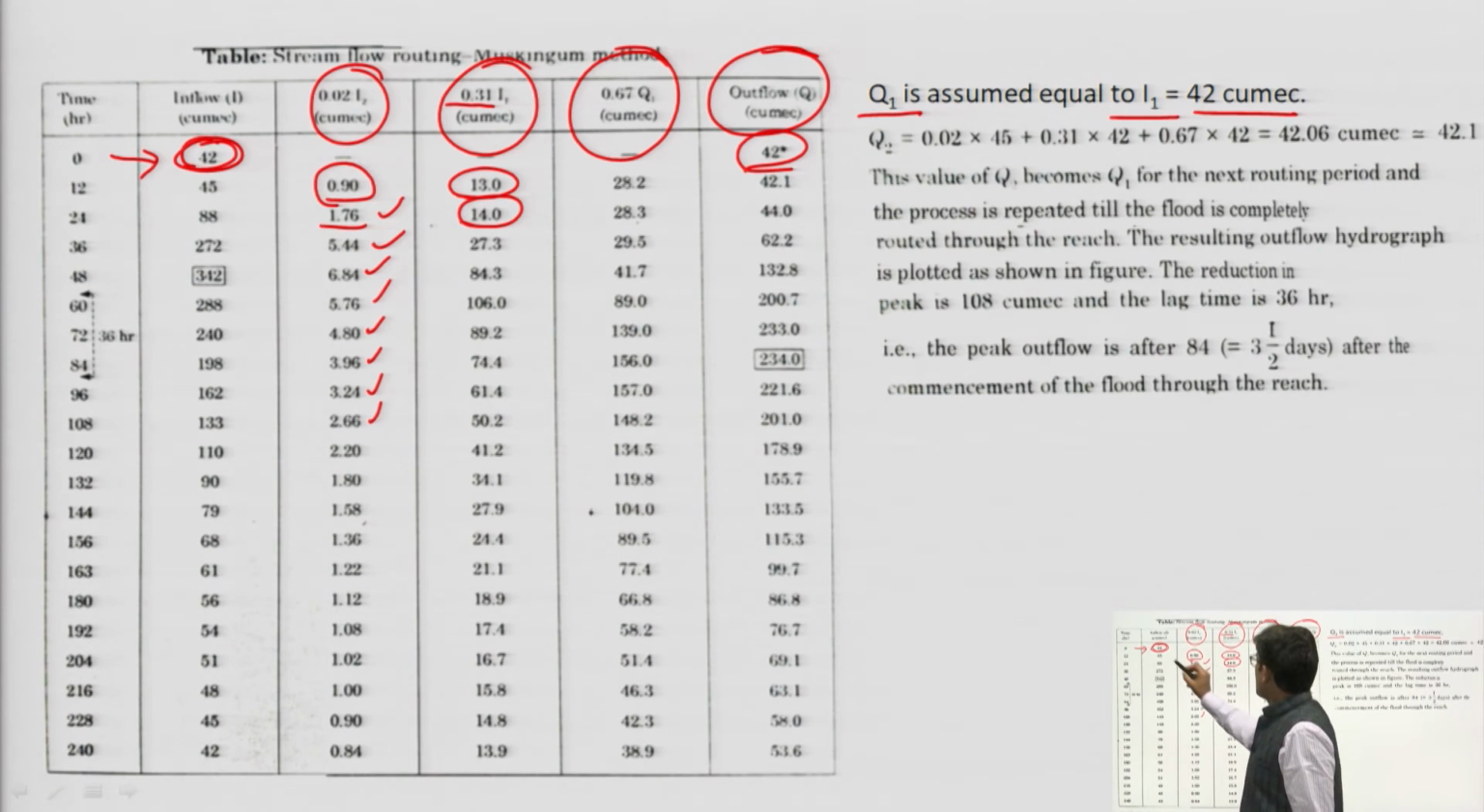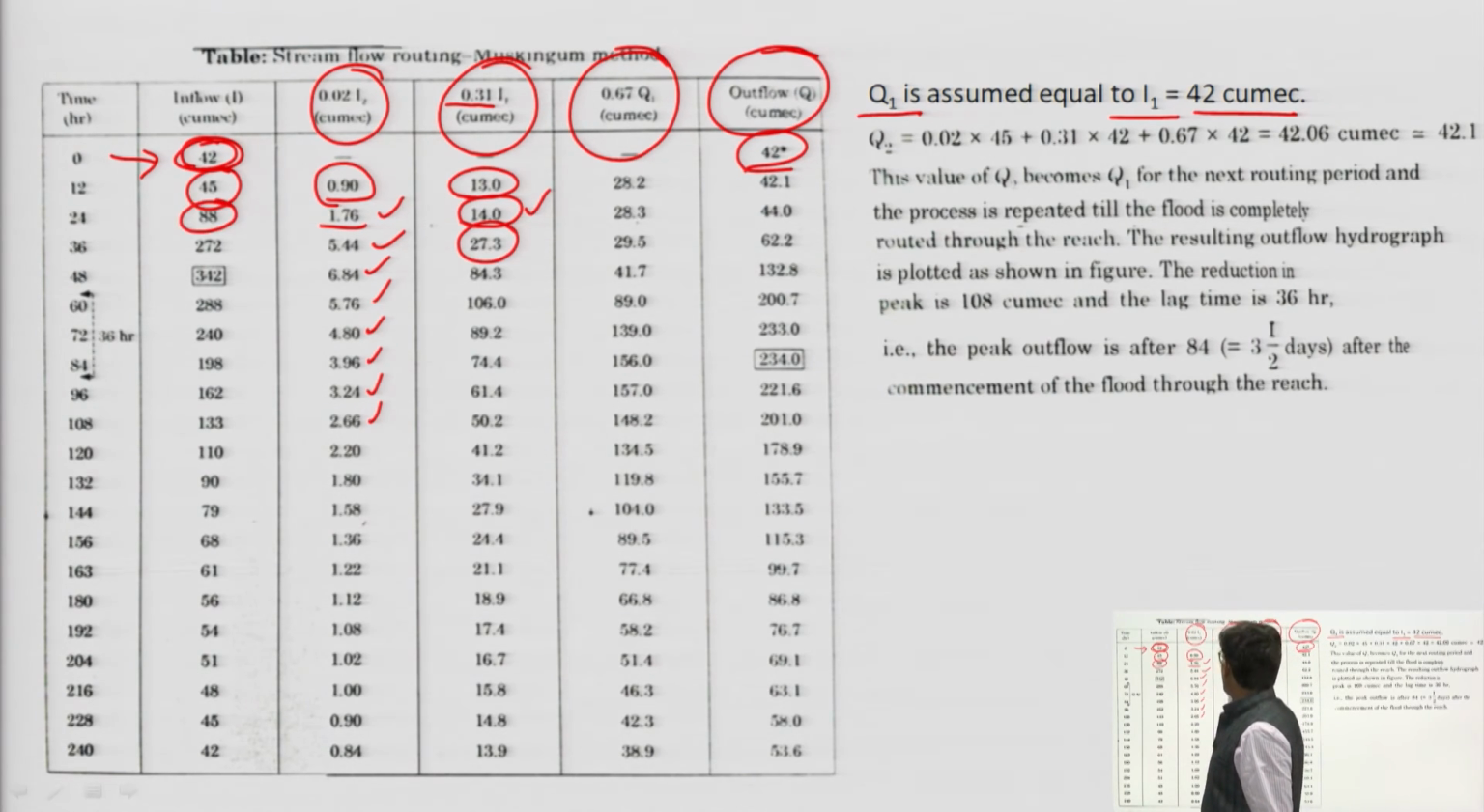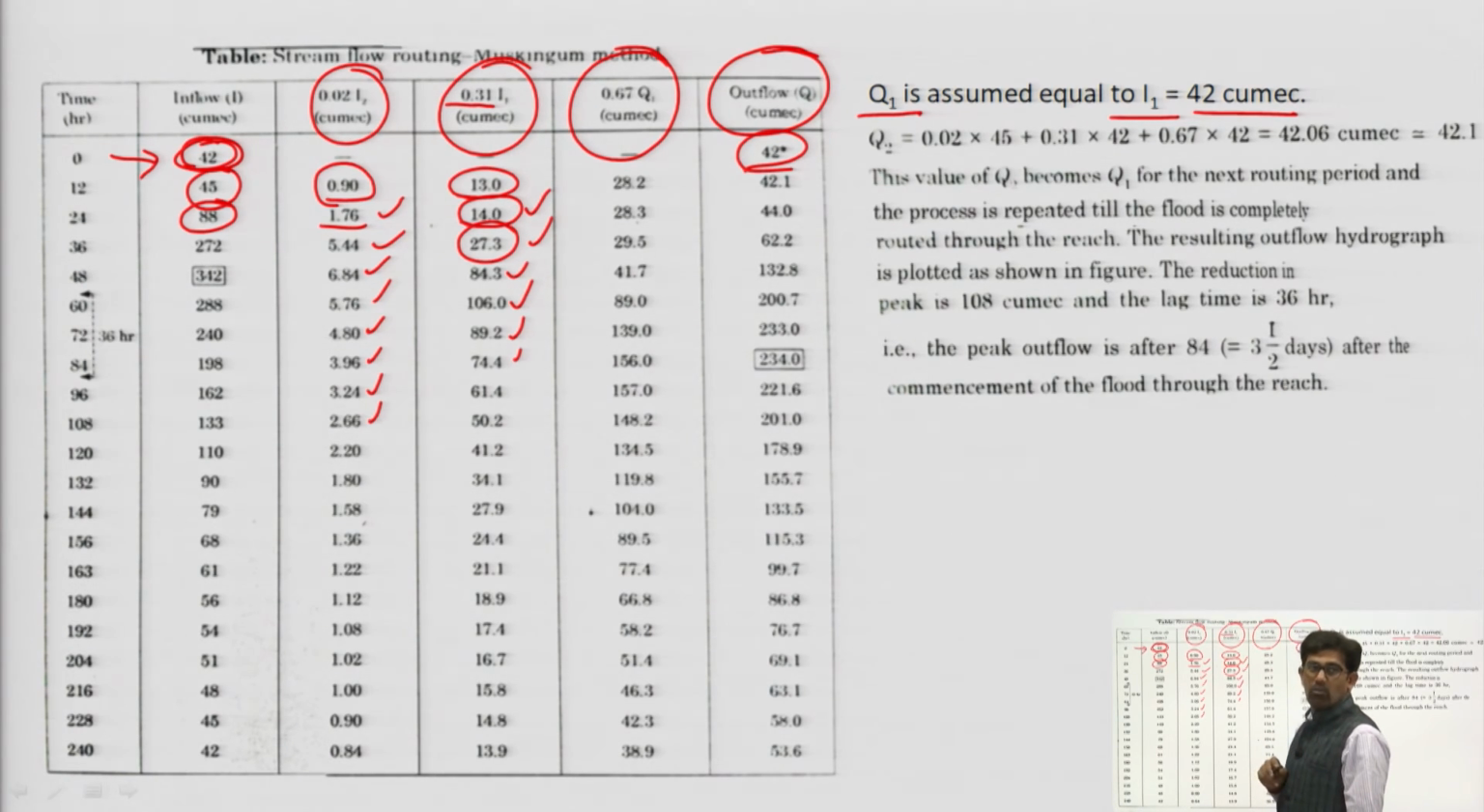Multiplying this data by 0.31, we will get this. Similarly, we multiply 0.31 by this value, and all the values can be calculated in the similar manner. Next is 0.67 Q1. I told you that initially the value of Q1 is 42, so this value will be 0.67 times 42.